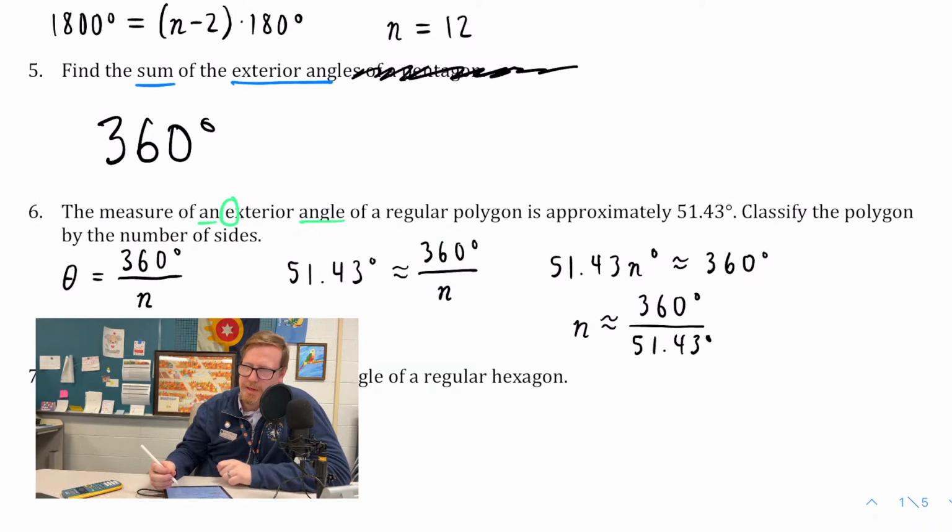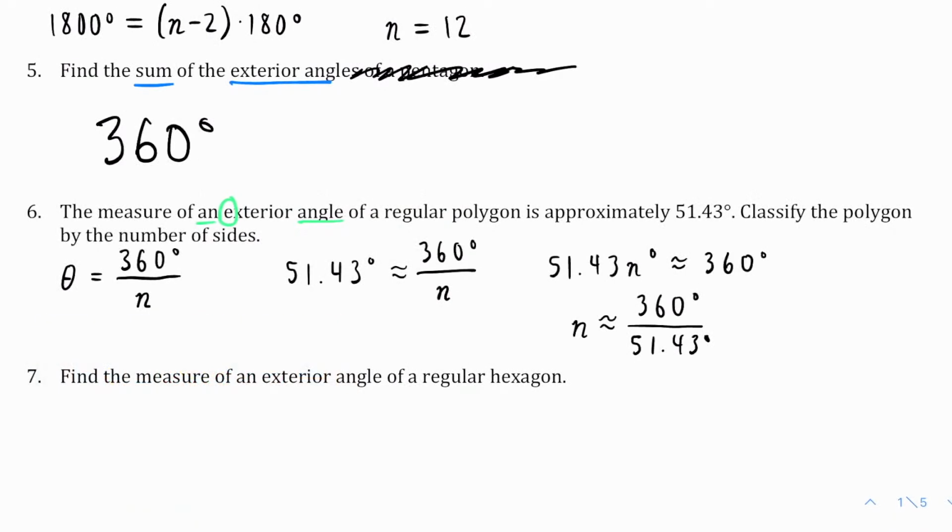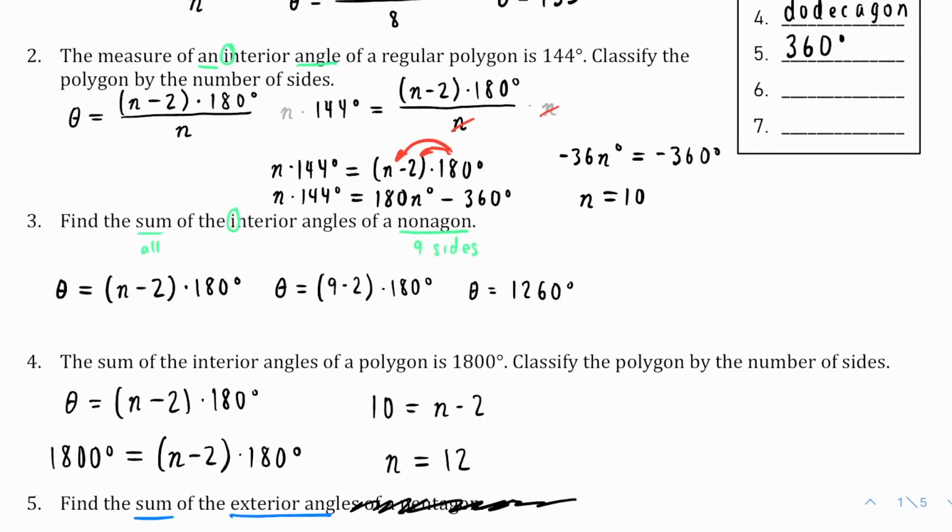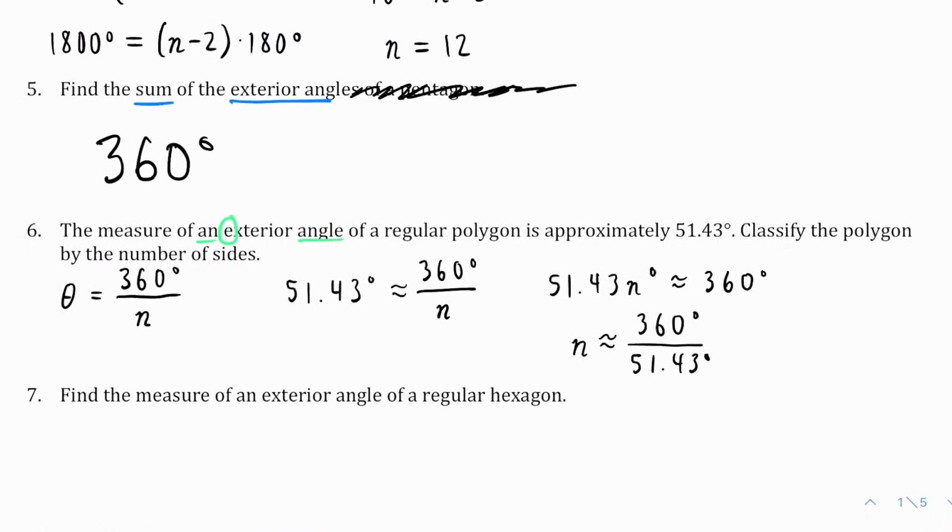So we can reasonably guess that n equals 7 because a polygon cannot have 6.9998 sides. The number of sides is always a whole number. So don't ever write 6.99 as your answer here. It's 7 sides. And what do we call something with 7 sides? We call it a heptagon. I'll finish the work on that.